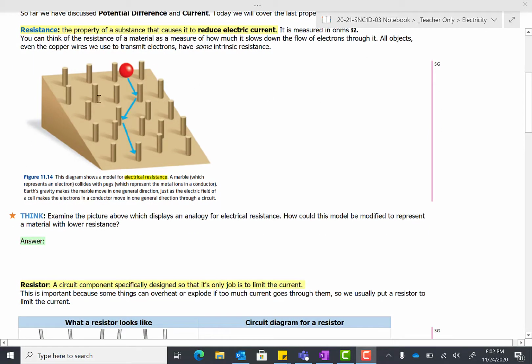So if we look at the picture here, for instance, you have a ball and then you have these pegs. The ball, as it comes down the ramp, is going to run into these pegs. So the pegs are resisting the path of the ball.